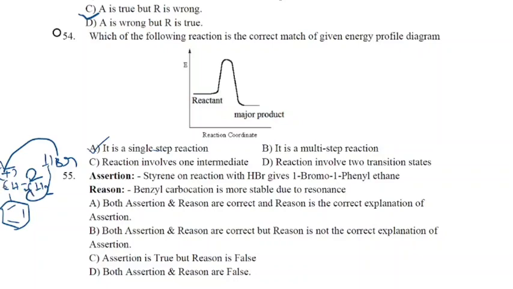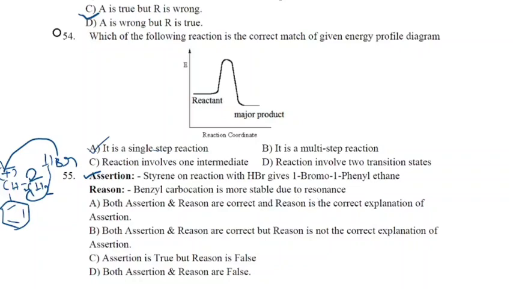That means here bromine we will get, and here CH3 it becomes. That means this is the one bromo and one phenyl, and this is ethane. So no doubt the assertion is correct. What about the reason? The benzyl carbocation is more stable due to resonance.